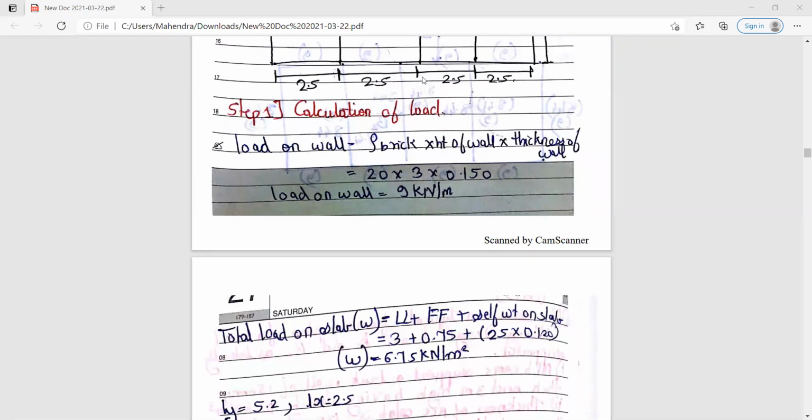Ma'am, the density given is 20. What is the 20 given for? Ma'am, it is not for the wall. Read the question properly. In the second step, the density of the concrete is given to you, that is 25, and the density of the brick wall is given to you, 20.